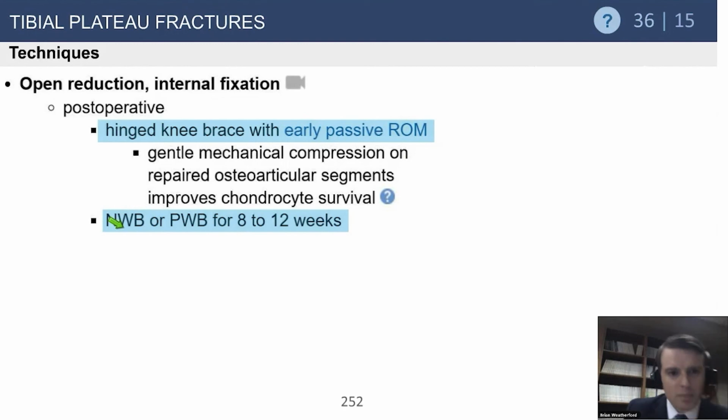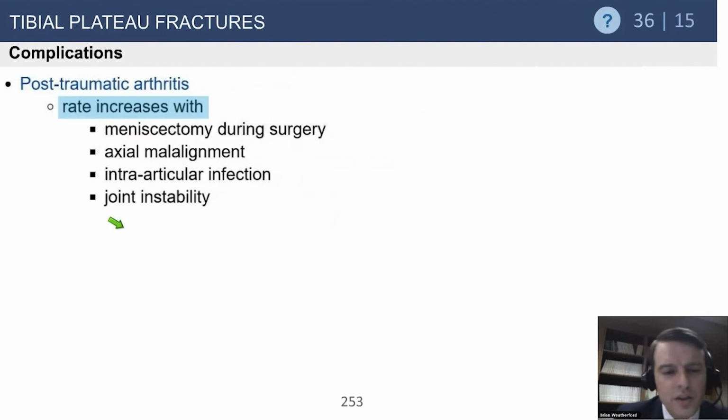Okay, postoperatively, you can place the patient in a hinged knee brace with early passive range of motion. You can also perform active range of motion. The use of bracing in these injuries, just like in anterior cruciate ligament injuries, is somewhat controversial. We're not sure if the patient actually needs to have the brace. There are associated collateral ligament injuries sometimes, and you can consider a brace. However, that's something that's controversial, and the patient is typically non-weight bearing for 8 to 12 weeks following surgery.